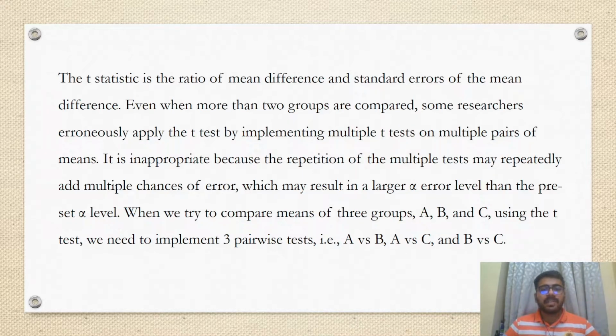Even when more than two groups are compared, some researchers erroneously apply the t-test by running multiple t-tests on multiple pairs of means. As we said earlier, when we want to compare three or more groups, one possible way with the t-test is to pair two groups at a time, apply the t-test, then take another pair of groups and apply the t-test again, until the desired result is obtained.